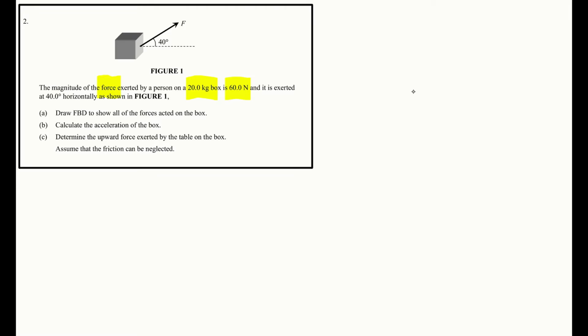So this is your external force. Okay, exerted at angle of 40 degree. Draw the free body diagram. Okay, free body diagram. Okay, so you should have one dot at the center. So before that, we need to determine what are the forces acted on our box. So we have weight, we have normal, and in this case it doesn't mention anything about friction, so we assume there is no friction. Okay, and even the word rough surface is also not mentioned, so there's no friction.